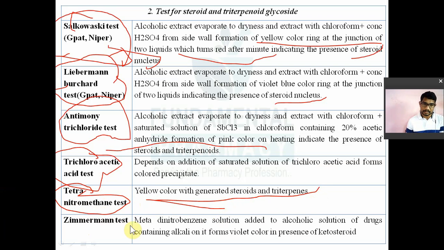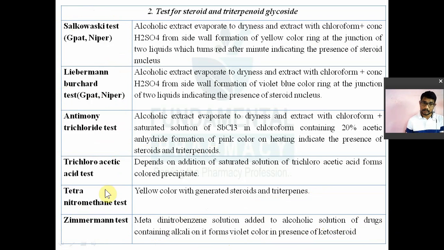Next is Zimmermann's test. Metadinitrobenzene is the chemical used in Zimmermann's test. Metadinitrobenzene solution is added to an alkaline solution of the drug, and it will form a violet color in the presence of ketosteroid. It tests for the keto type of steroid. These are nothing but the different tests for glycosides.